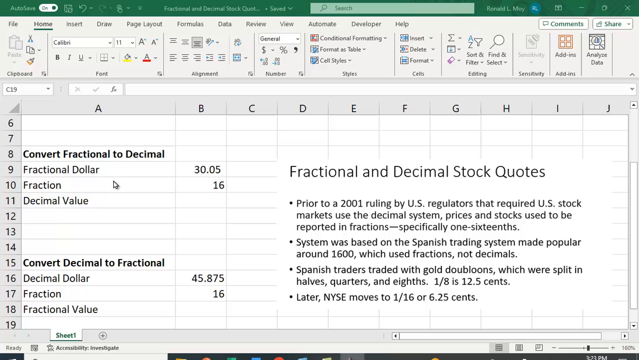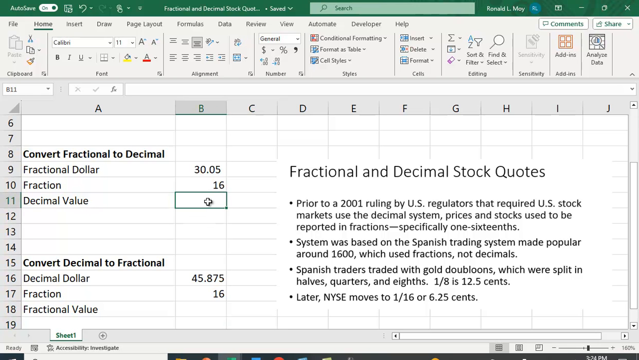So, for example, suppose you happen to be looking up data and it happens to be quoted this way. If you see 30.05, this is the fractional system. That doesn't mean $30.05. That means 30 and 5/16. So we could take 5 and divide it by 16 and then add it to the 30. That fraction would be the cents.